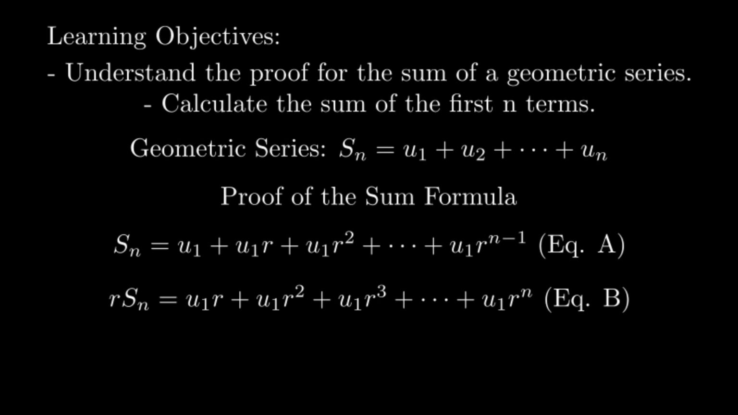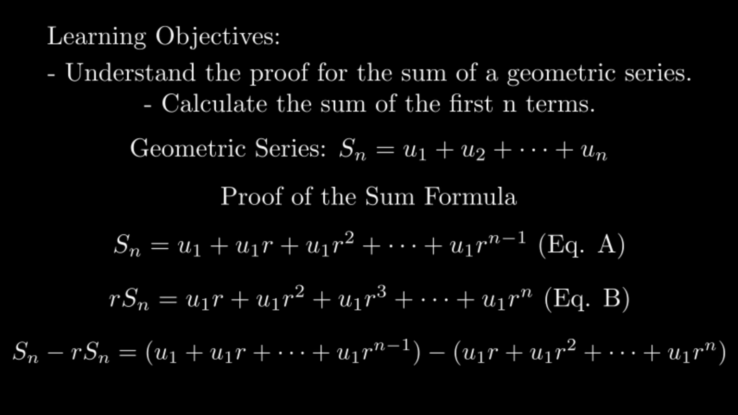Now look at our two equations, A and B. Do you see how many terms they have in common? Almost all of them. This suggests we can get a lot of cancellation if we subtract one equation from the other. Let's subtract equation B from equation A. We have S sub n minus r times S sub n on the left. On the right, we have the first series minus the second series.